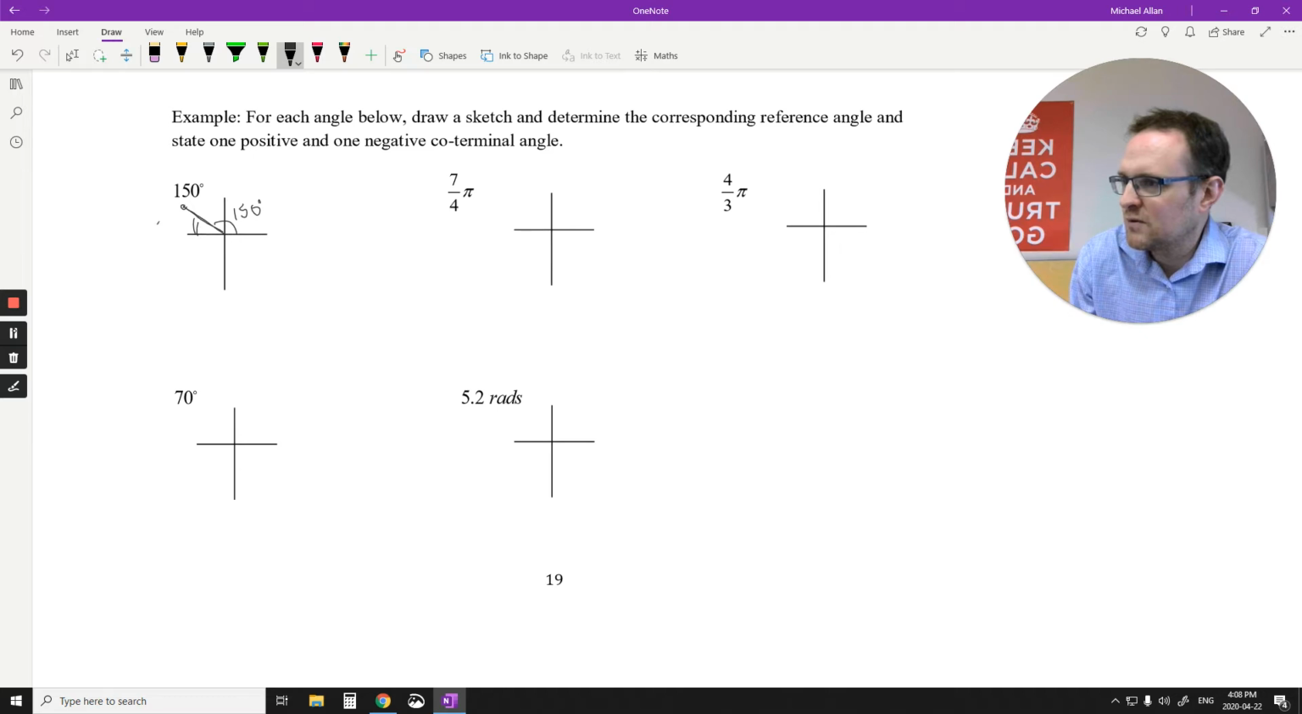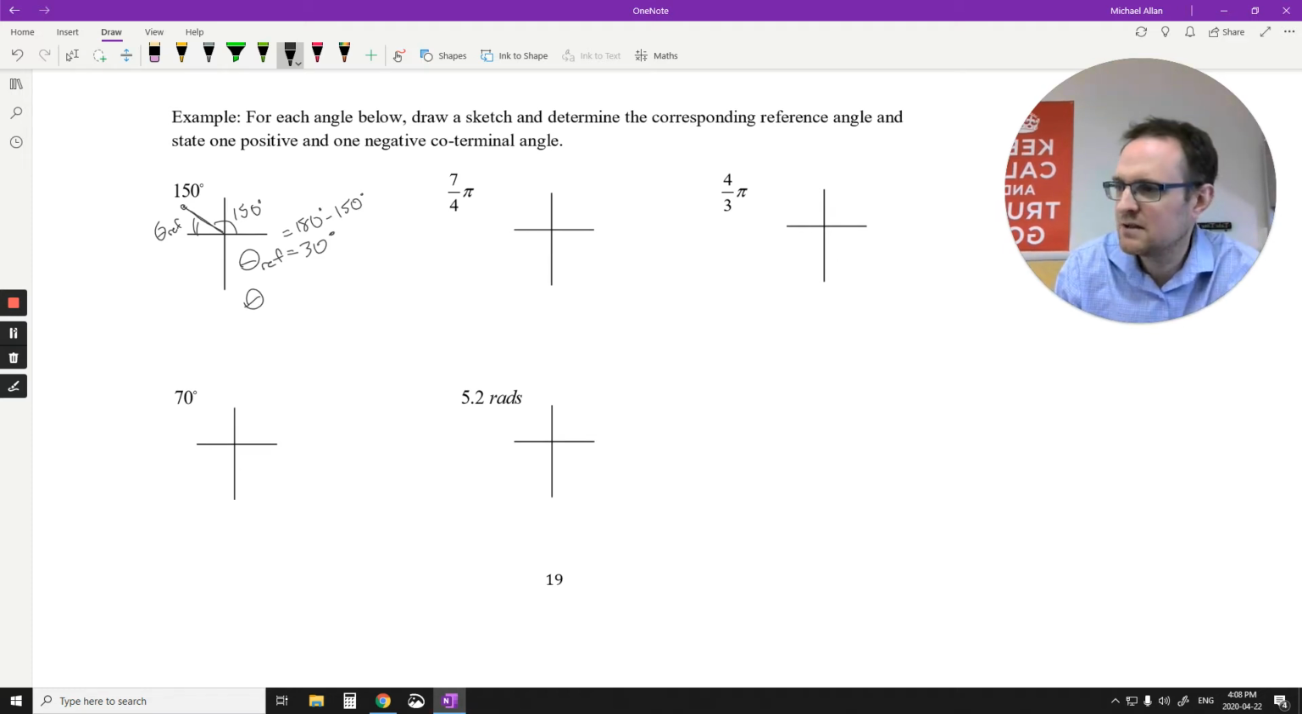Now the reference angle would be right there, so that's going to be the reference angle. Remember that those two are going to add up to 180. So that means my reference angle is going to be 30 degrees, which is 180 minus 150. Okay. Coterminal angles. Let's call it theta CO. Remember to find those, you just plus or minus 360. So these are pretty fast. So 510. And I'm going to subtract 360. Negative 210.